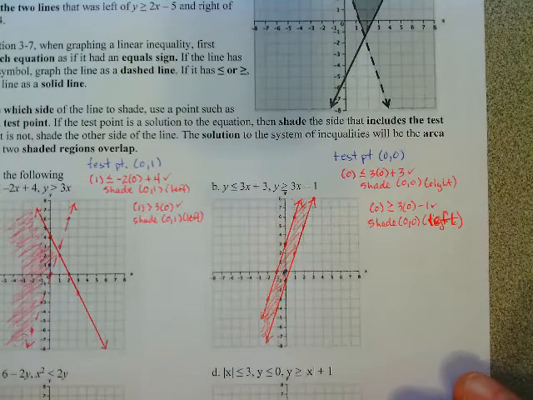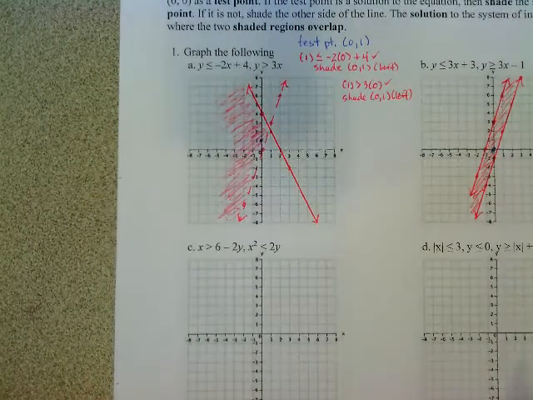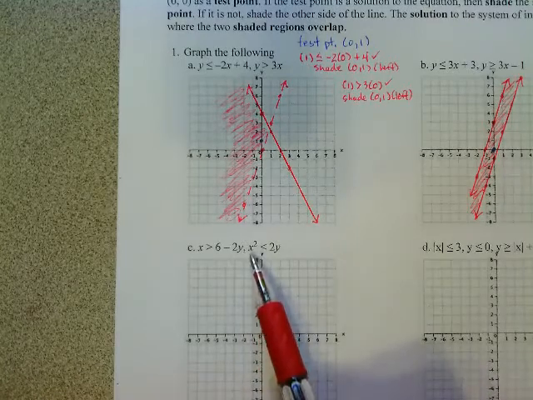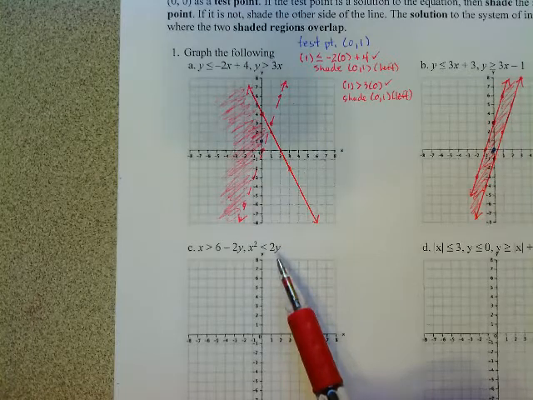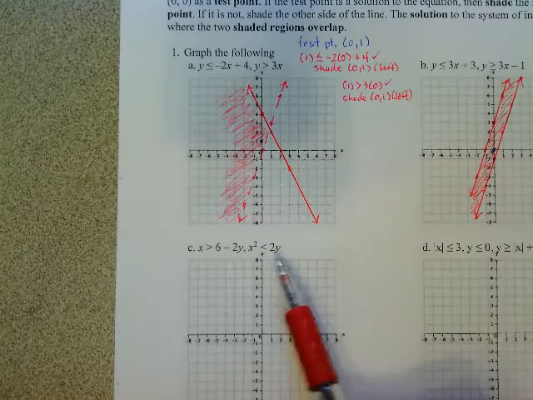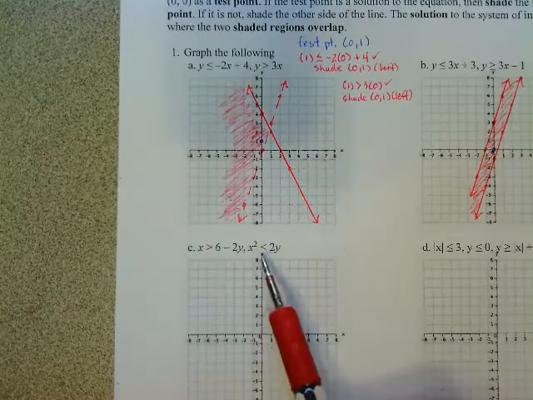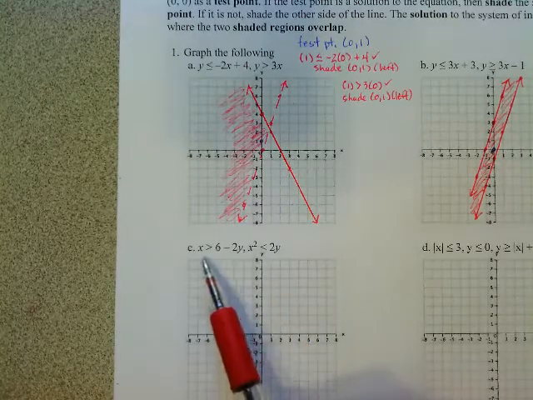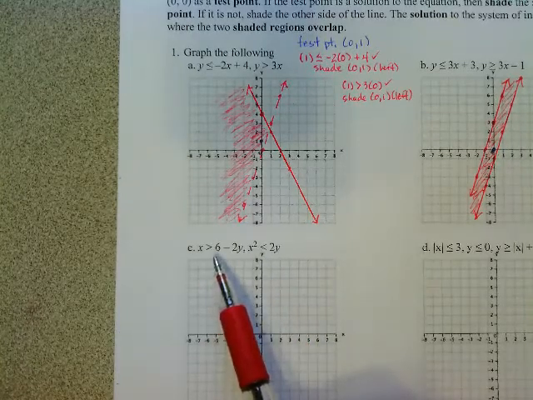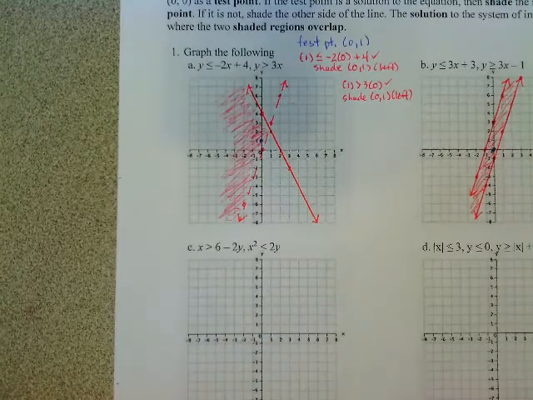All right, now we have one that includes a parabola. Notice it's x squared, so 2y is greater than or equal to x, or just greater than x squared. There's no line underneath, so it'll be dashed. This one is another one that's a straight line. It will have no line underneath.